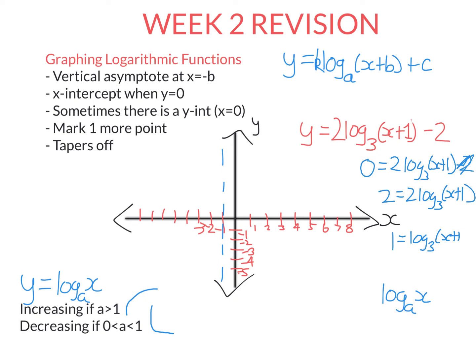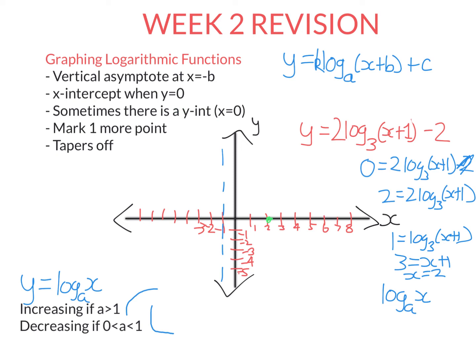How do I solve this? Well, this just means that 3 to the power of 1, which is 3, must equal x plus 1. So it turns out x equals 2. That means the x-intercept occurs at x equals 2, which is there.